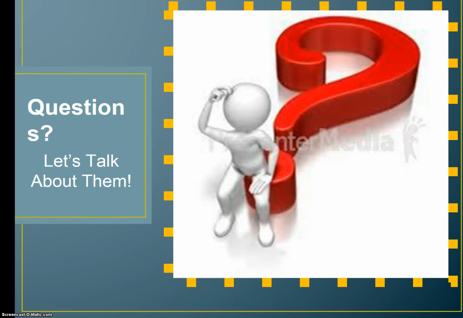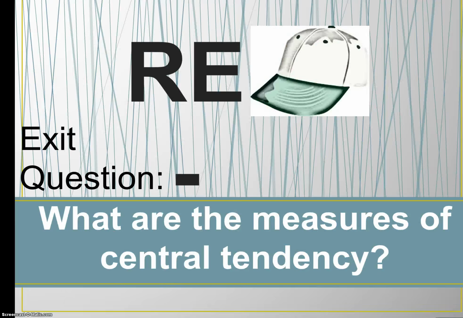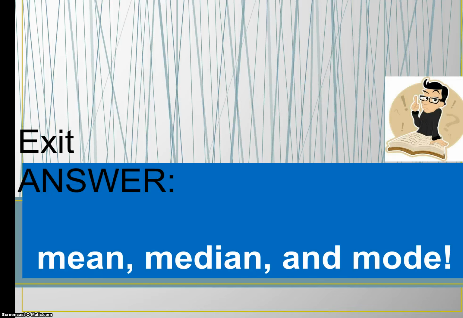If you have questions, please make sure you see me. Let's talk about them. Your recap question is, what are the measures of central tendency? Did you say mean, median, and mode? You should know how to use those, and please let me know if you have any questions.